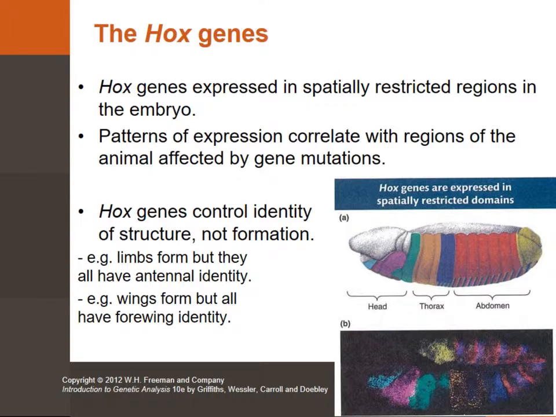So for example, limbs will form, but they all have antennal identity. Another example, wings will form, but they all have forewing identity.